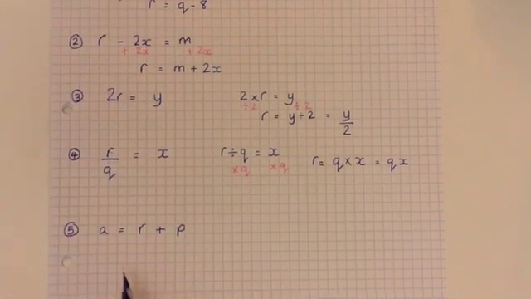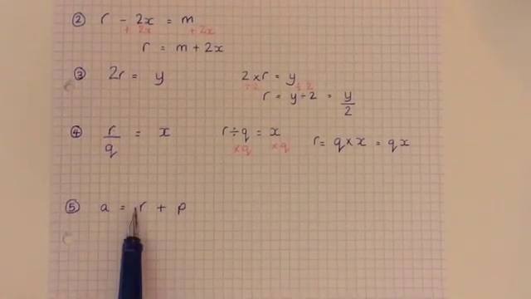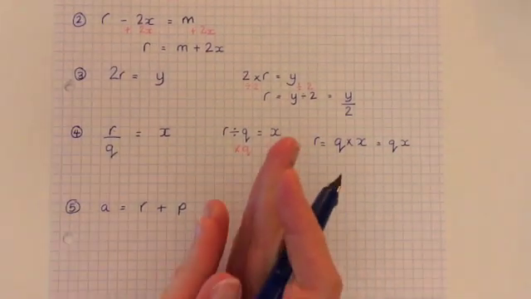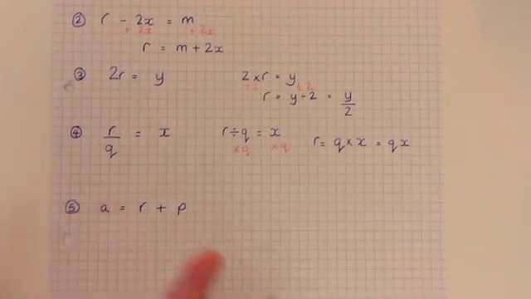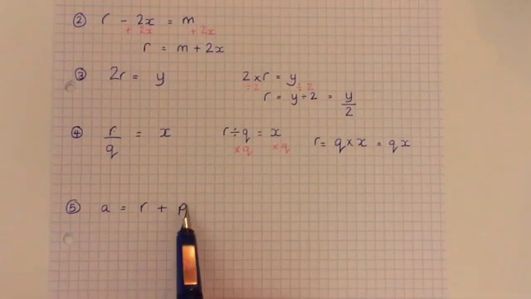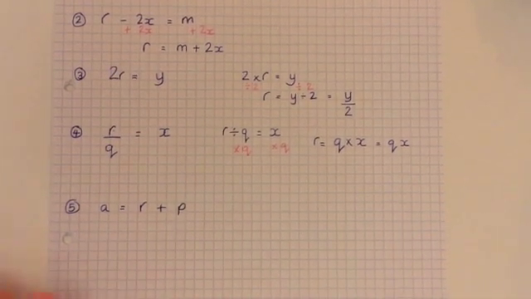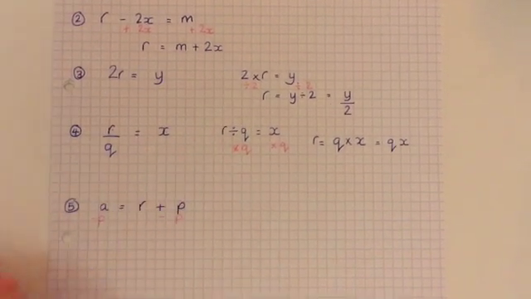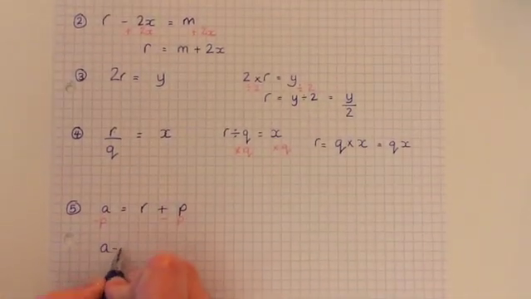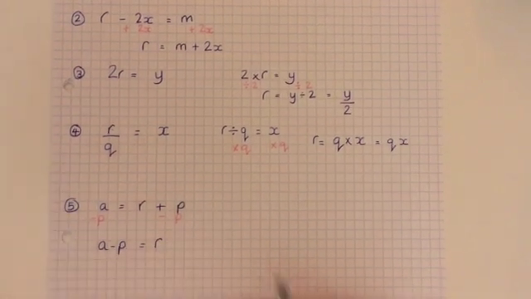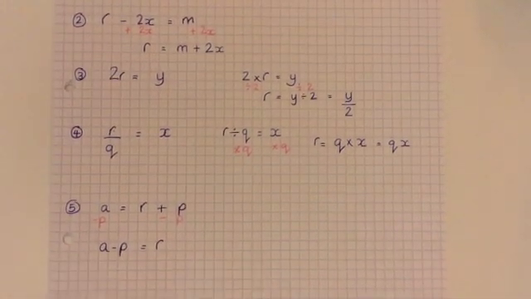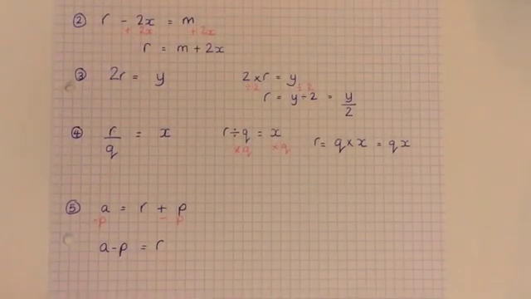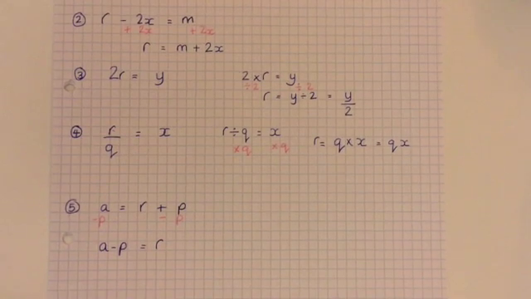Right, the last one. This one's different because the R is on the right hand side. That doesn't make a difference. It doesn't matter if the R is on the right or on the left. We're still going to do the same thing. So basically I need to get this P away from the R. So I would take P from each side. What I'm left with is A take away P equals R. So R's on its own. Like I said, it doesn't matter if it's on the right hand side or the left hand side of the equal sign. Okay, so now I want you to have a go at the questions that I've set you.